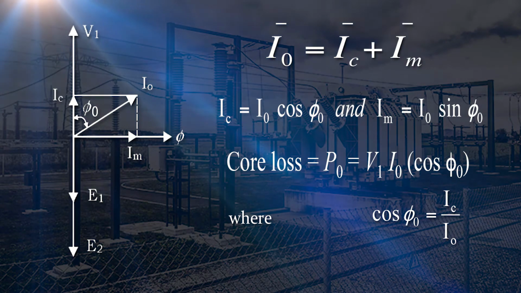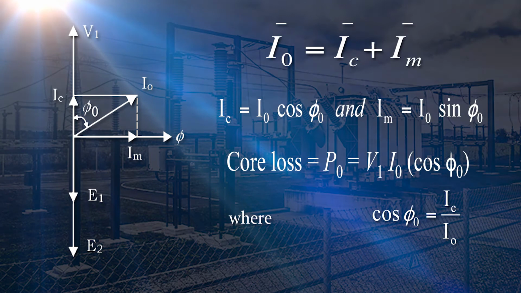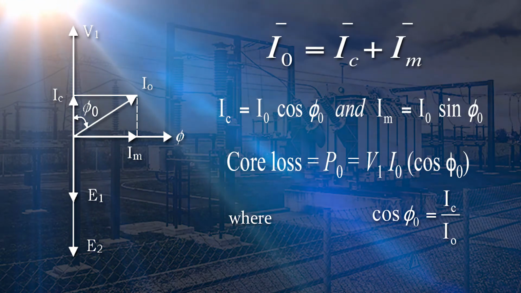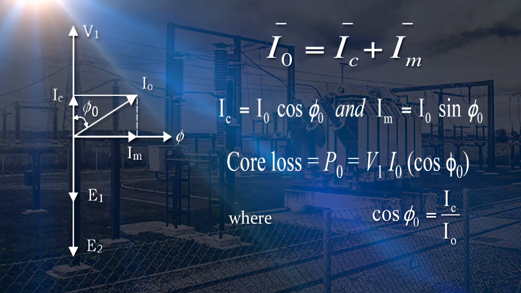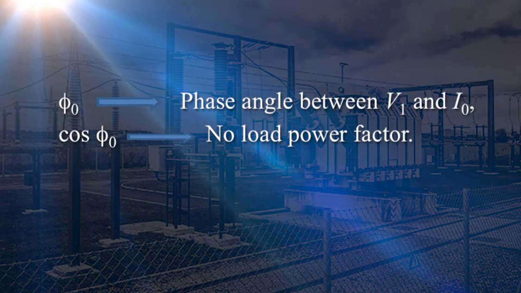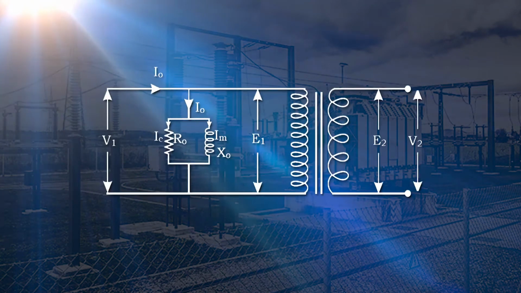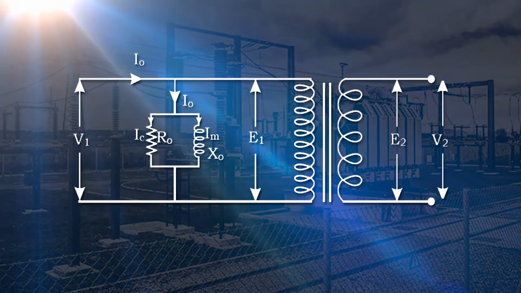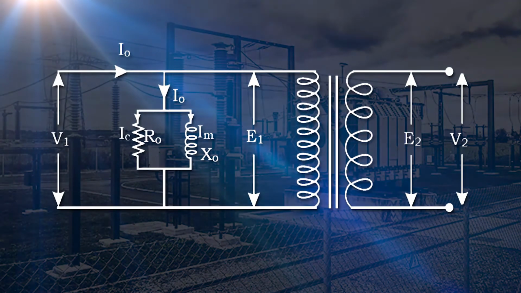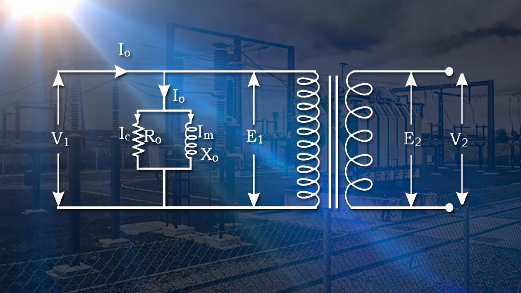So now you have a value of the power factor, you have a value of the voltage V1, that is the supply voltage, and you have a value of the no load current I naught. By putting in this formula you can easily calculate the core loss, that is P naught is equal to V1 I naught cos phi naught, where phi naught is the phase angle between V1 and I naught, and cos phi naught is the no load power factor. The phase relationship between applied voltage V1, no load current, and its components Ic and Im is shown in this figure.